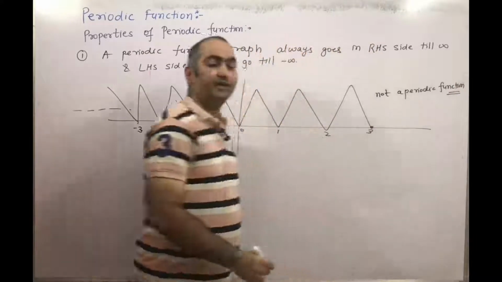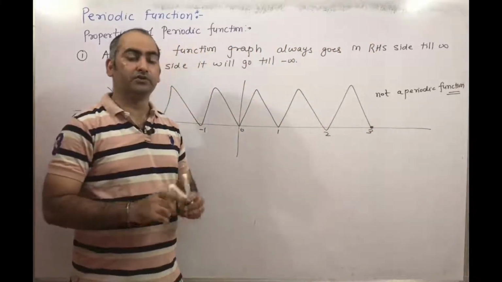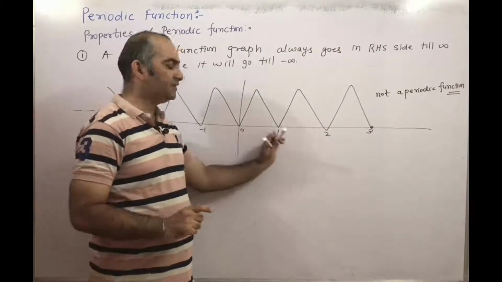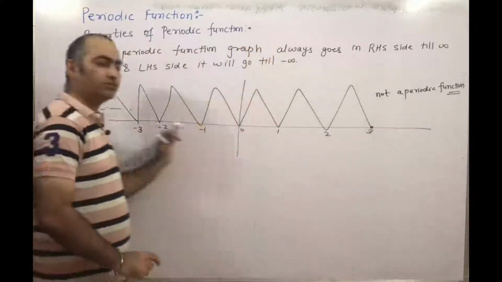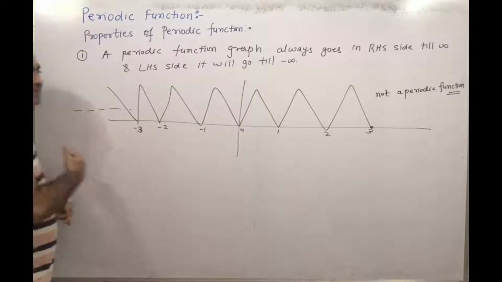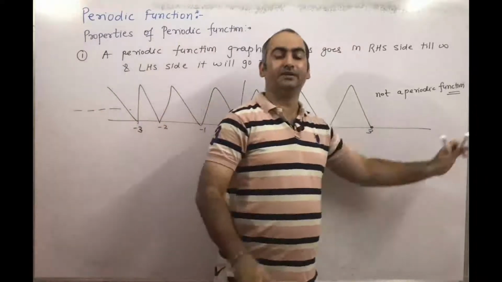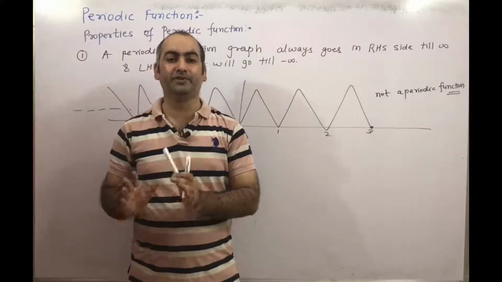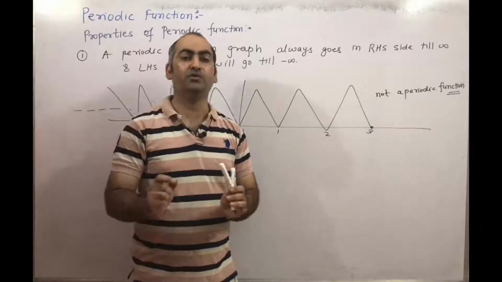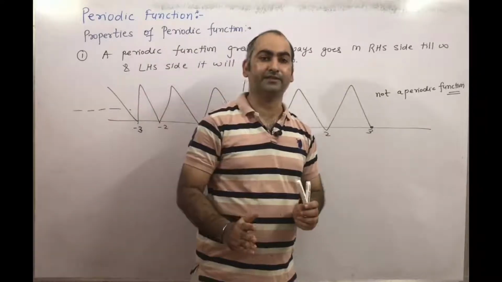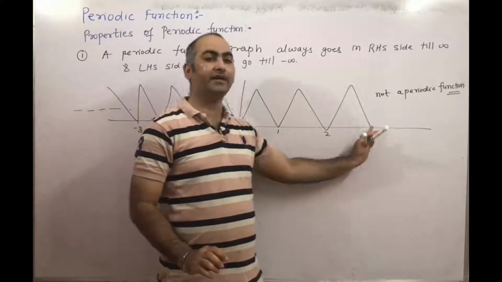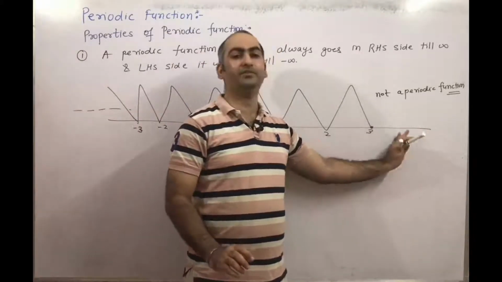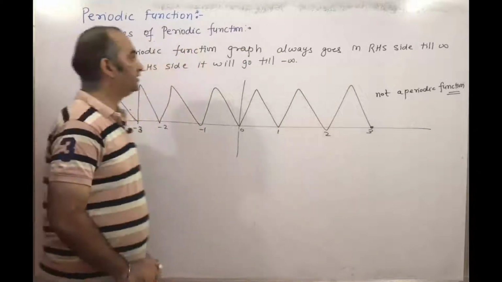So we can say that a periodic function is like this, and here this is the period. If this same interval repeats on this side and this side, the graph will go from minus infinity on this side to infinity on this side. Then only can we say the function is periodic. If a function is bounded between limits of x, then that function is not a periodic function. After 3 we are not getting any graph, so this is not a periodic function. Okay, so this is the first point.